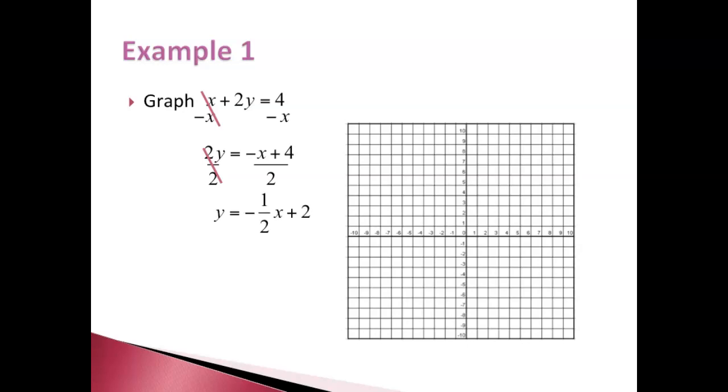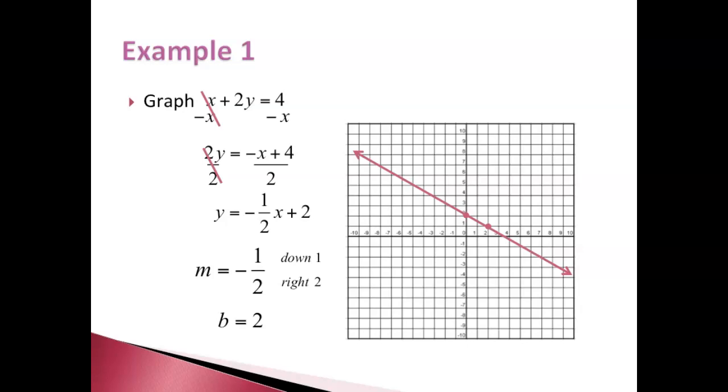Now I can see that the slope is -1/2, which means I'm going to go down 1 and to the right 2. And then my y-intercept is 2. So let's start by finding 2 on the y-axis. And then I'm going to use the slope to find a second point. I'm going to go down 1 and to the right 2. And again, you could continue doing this until you have more points, but you really only need 2 points to draw your line.